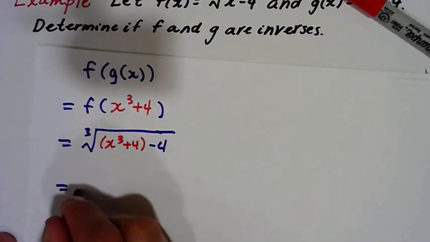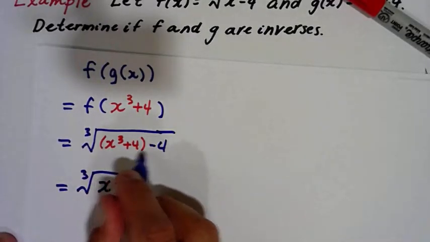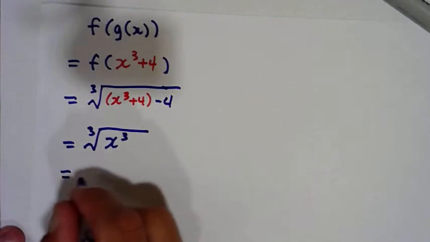Now we simplify. We have the cube root of x cubed, and then 4 minus 4, which is 0. So it's just the cube root of x cubed, which is just x.